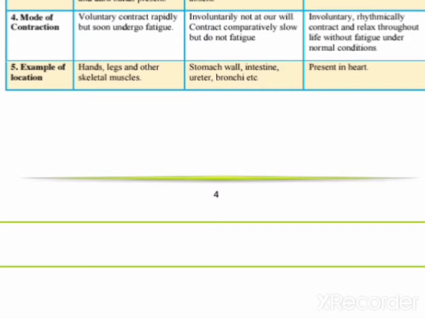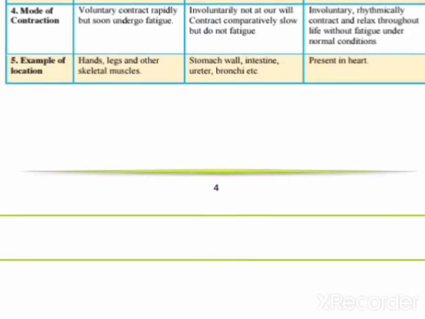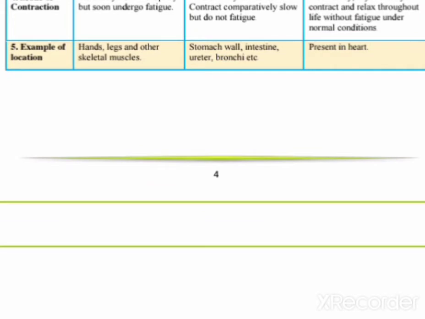And where it is present, unstriated, like stomach wall and intestine. It means if we take food in the mouth, it goes inside the body with the help of the esophagus or food pipe, and it is not able to go back out of the body again. So this is an example of involuntary muscle, and it is not dependent on our will.